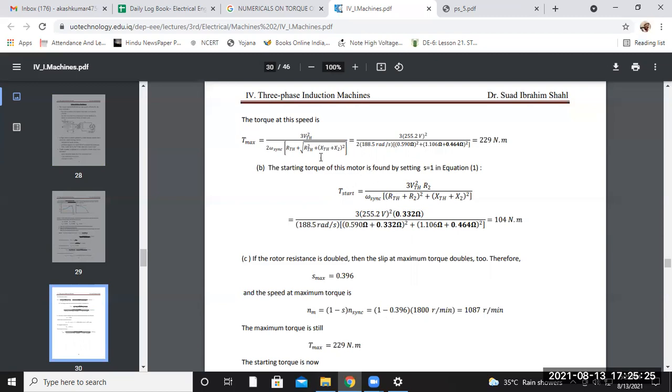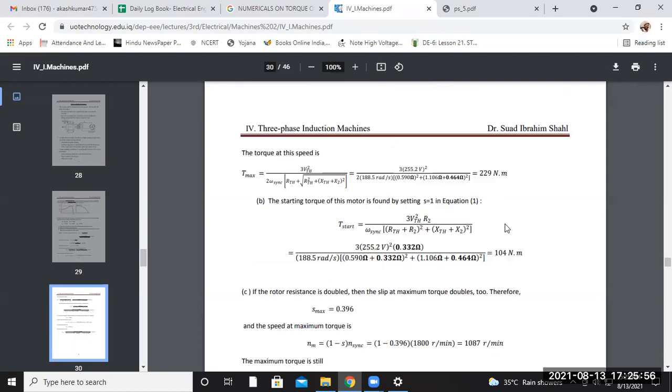Starting torque will become 3 VTH squared R2 divided by the synchronous speed times the bracket (RTH plus R2) whole squared plus (XTH plus X2) whole squared. We have the values of VTH, R2, synchronous speed, RTH, XTH and X2. Just putting in the values, you will get the starting torque. As you can see, the maximum torque was 229 Newton meter, but here the starting torque of this motor becomes 104 Newton meter. So this is the second part.